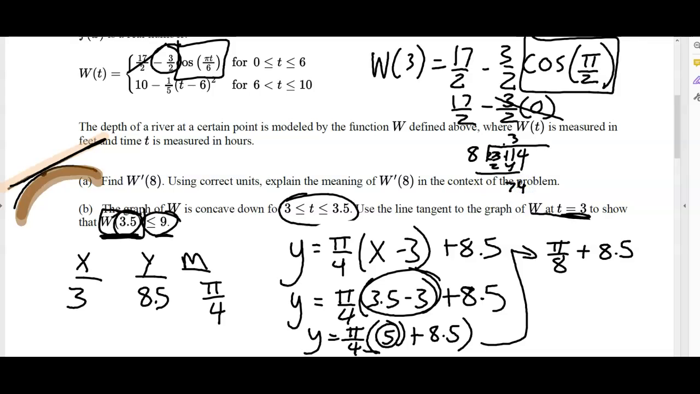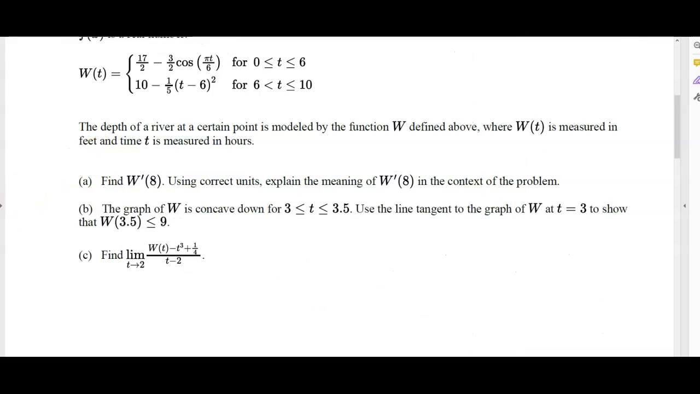8 goes into 72 about 9 times. So I'm going to round this to about 0.4, and that's 8.9. All right, so there's my answer. Now, I want to prove this.